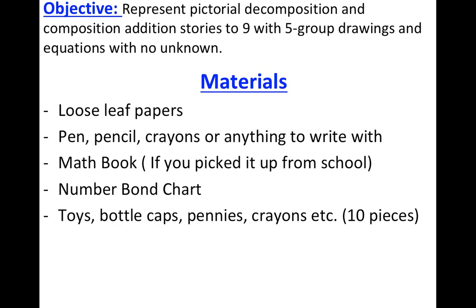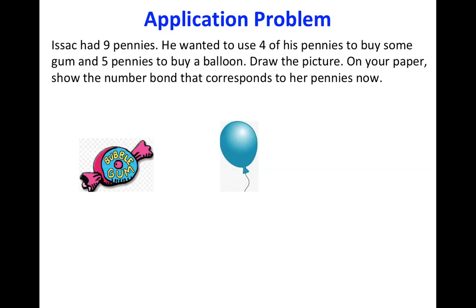So let's get to the application problem. What you will need is loose leaf paper, or if you have a number bond chart, you can take that out too, and we'll use both sides. I will read out the application problem twice, and then we'll do it together. As I do it, you will follow me.